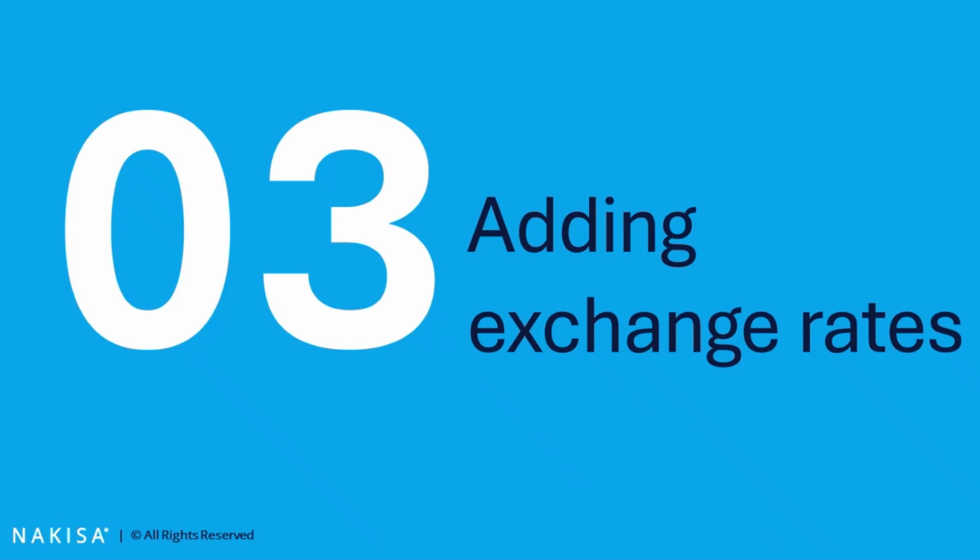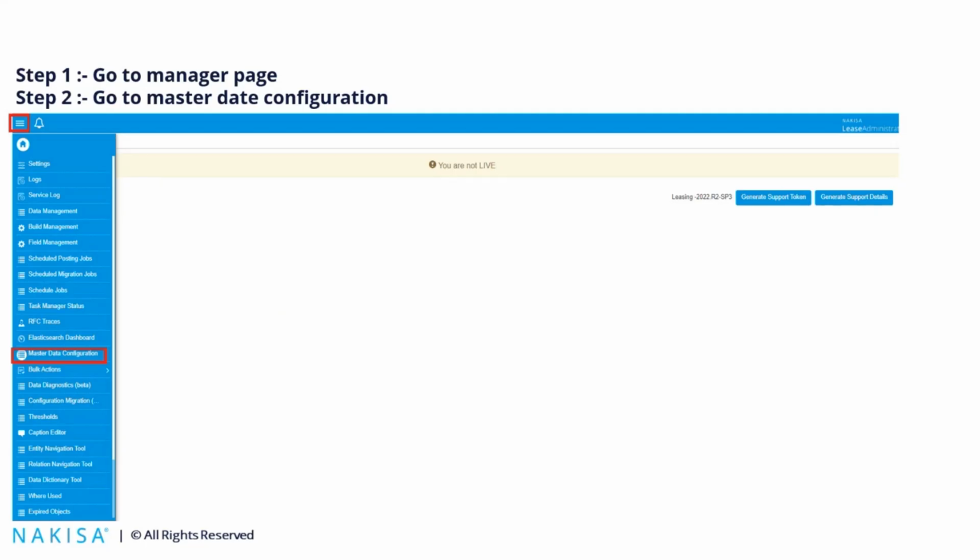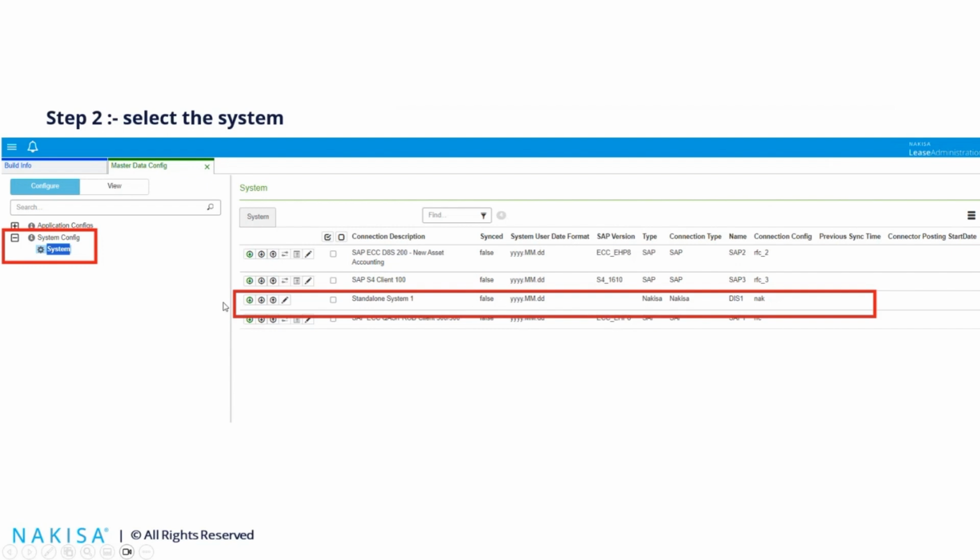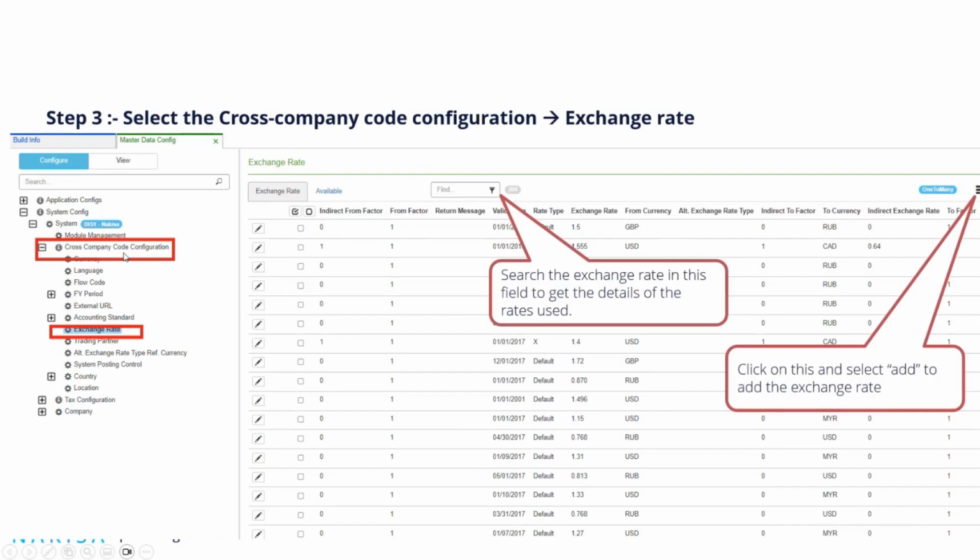How we can add an exchange rate, or where we can find the exchange rate in our system. The first step is to go to the manager page, and then we select the master data configuration, and then we select the system, and we go to the cross company code configuration, and under accounting standard we can see the exchange rate.